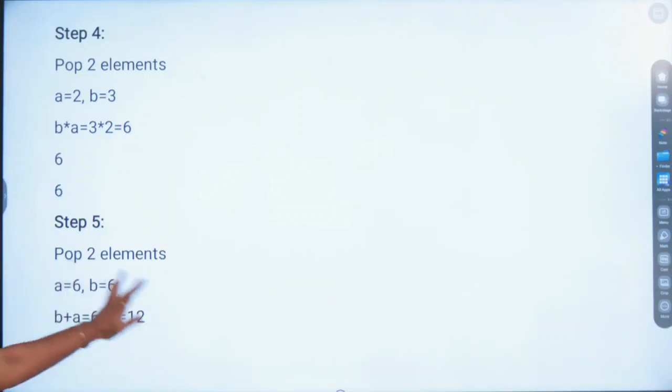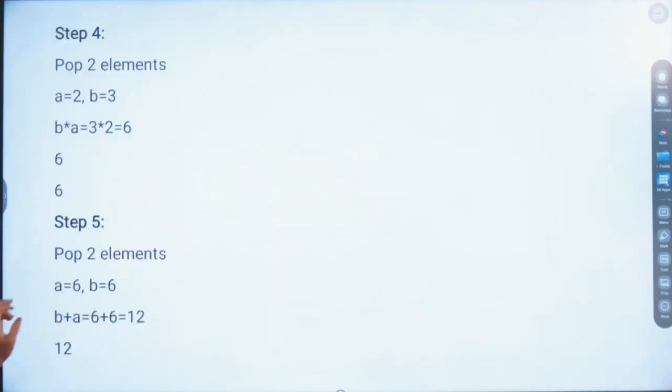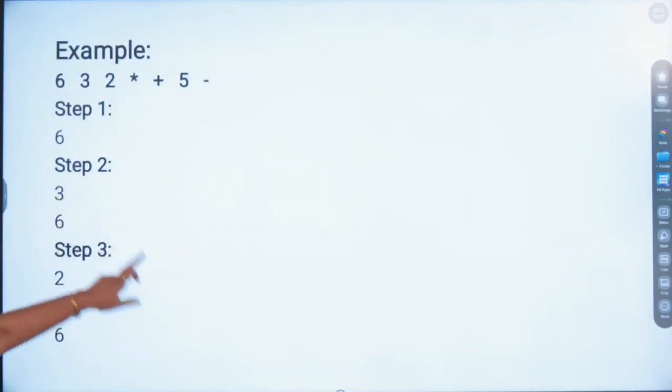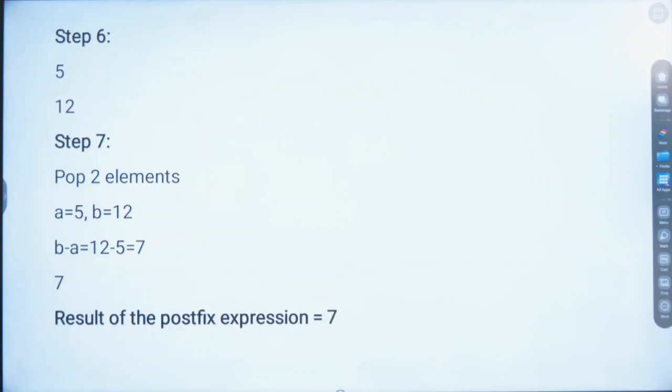Next, we have an operator plus. Now in the stack we have 2 elements, 6 and 6. Once we have an operator, we have to pop the topmost 2 elements and do the operation. Here the operation is plus. So add these 2 elements and we'll get the answer as 12. Then this result has to be pushed onto the stack.